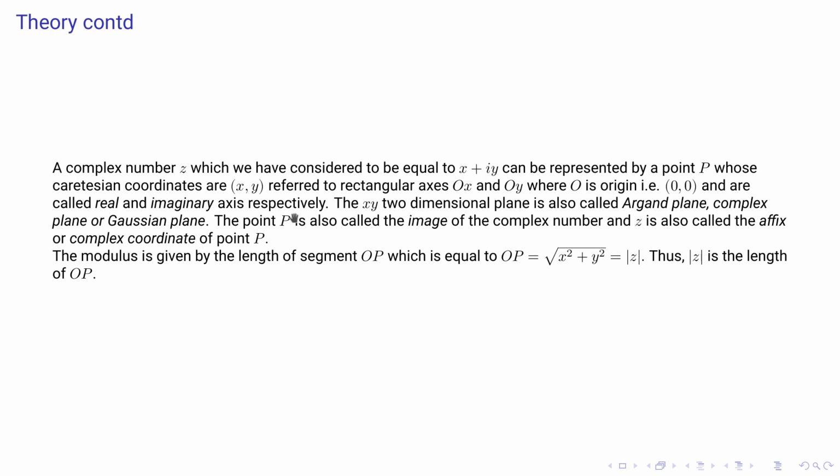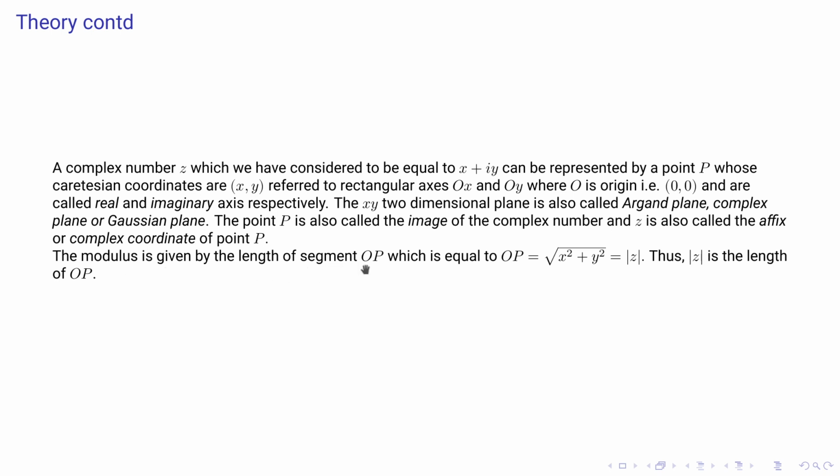So now we are going to study more about complex numbers. A complex number that we have, which is x plus iy, can be represented by a point P in the xy plane. In this case, this is the complex plane. That is, y will represent the imaginary axis and x will be the real axis. So this plane is called Argand plane or complex plane or Gaussian plane. Now point P is also called the image of the complex number, and z is also called the affix or complex coordinate of point P.